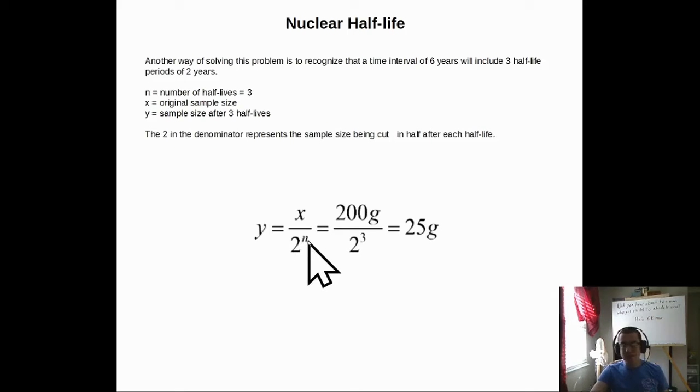This is not the actual half-life. So if something has a half-life of 2 years, do not plug 2 years in for the n. You have to plug in the number of half-lives. So for the previous problem, we would put a 3 in for n because there were 3 half-lives that occurred. So 200 over 2 to the third is going to give us 25.